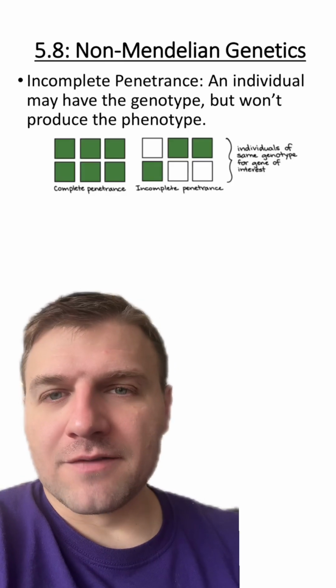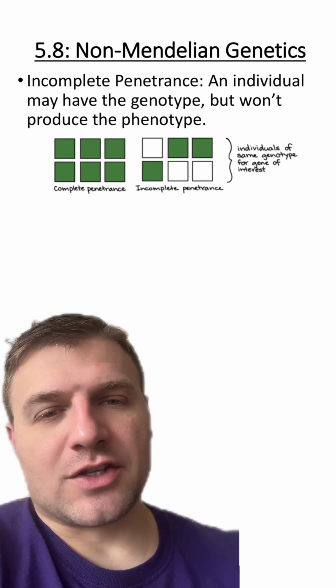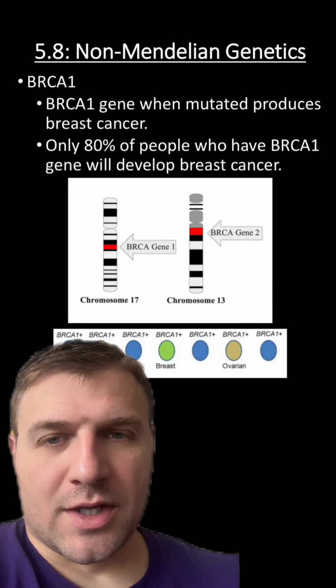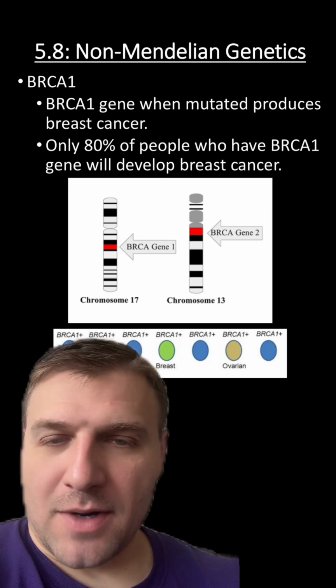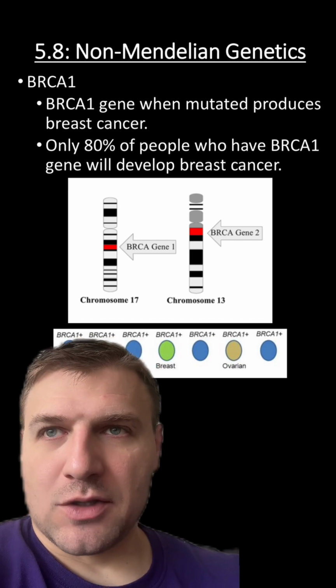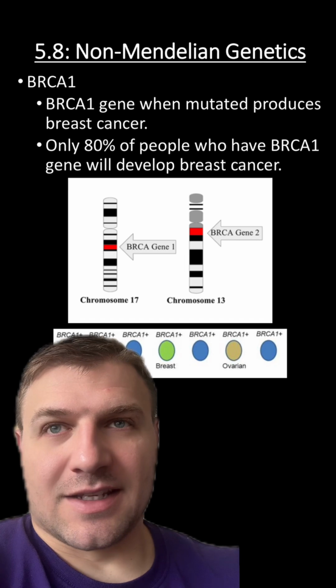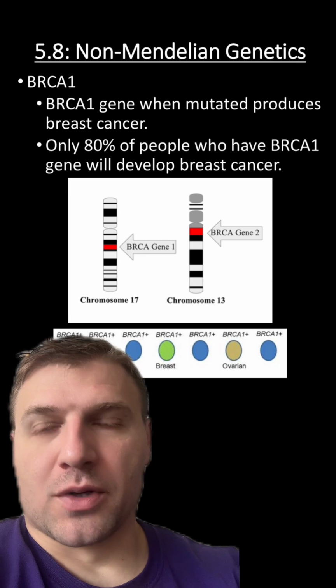Our next type of non-Mendelian genetics is called incomplete penetrance. This is where individuals who have a genotype might not produce the phenotype. An example of this is the BRCA1 gene that mutates and can produce breast cancer. Not everyone that gets a mutation in this BRCA1 gene will develop breast cancer, so it's an incomplete penetrance since not everyone that has a specific genotype will produce the phenotype.